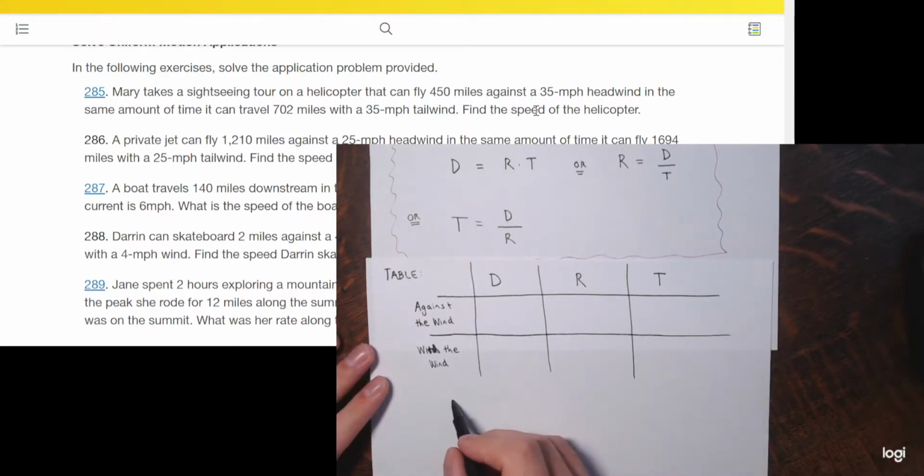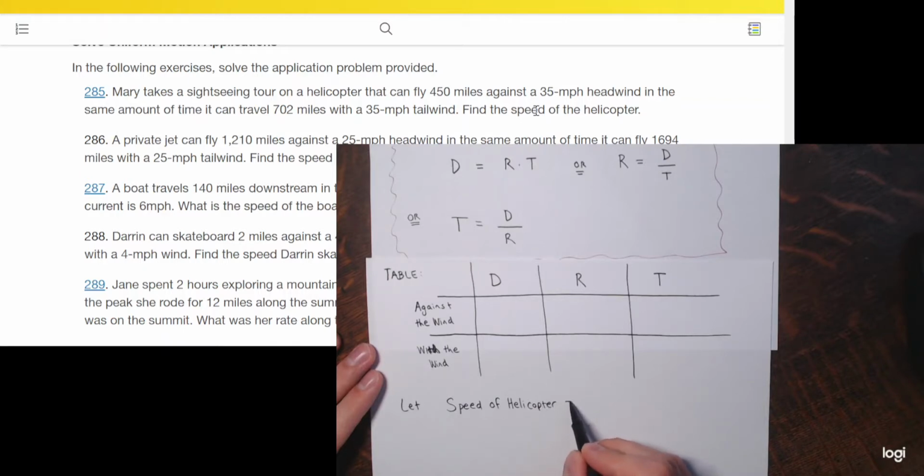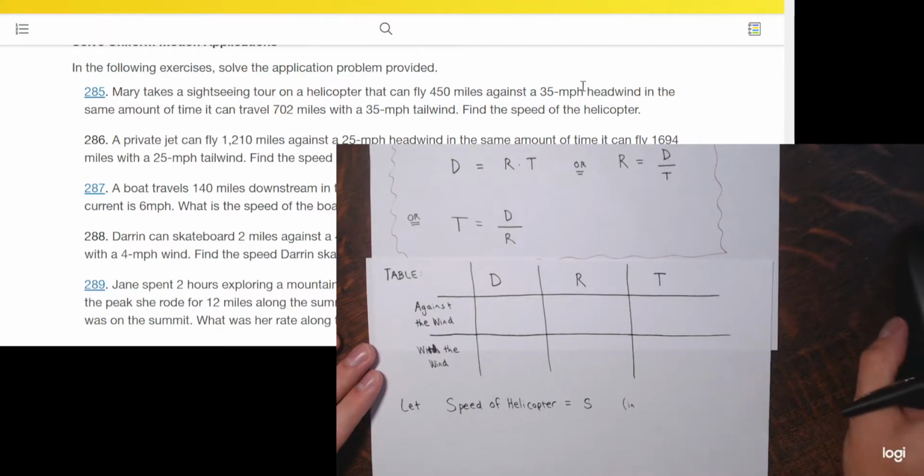So I'm going to let the speed of the helicopter, I'm going to call this S for speed. And this will be in miles per hour, right? Because I'm noticing that the winds, when they mentioned the headwind and the tailwind, those speeds are in mph, right, miles per hour.